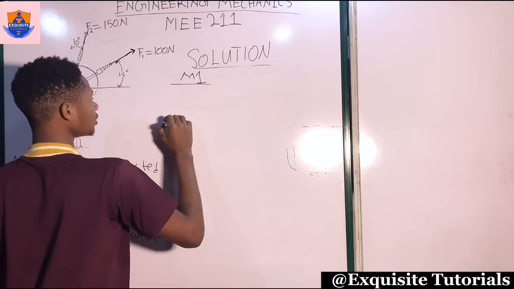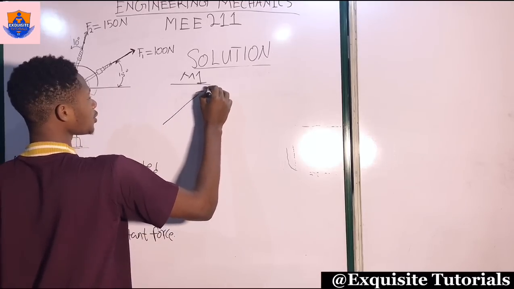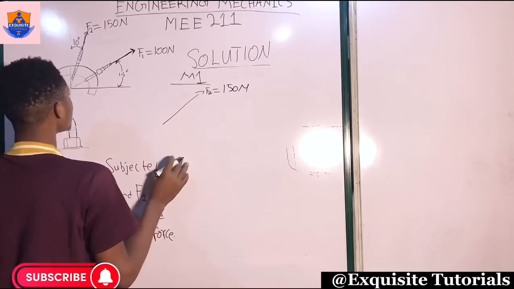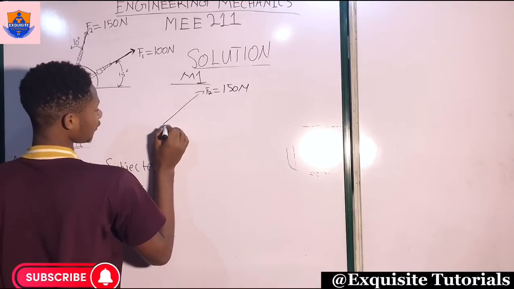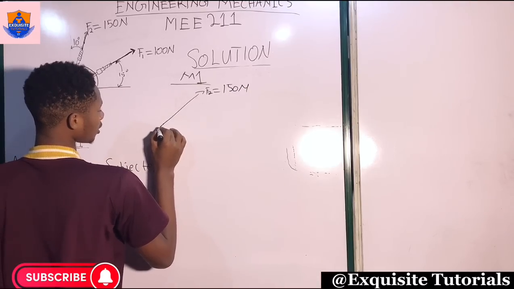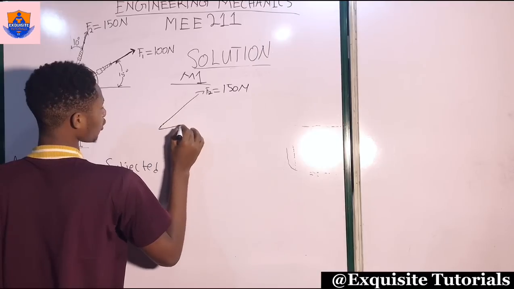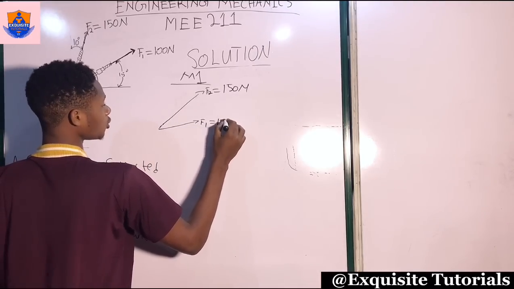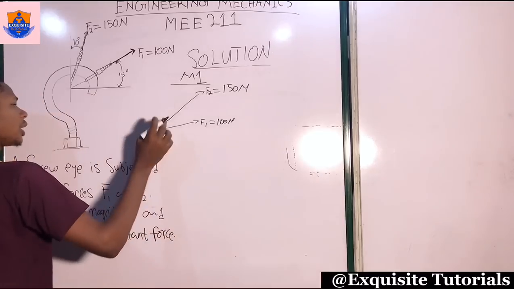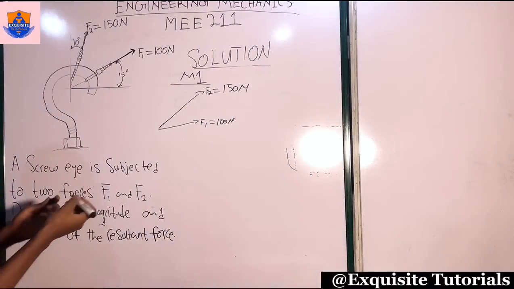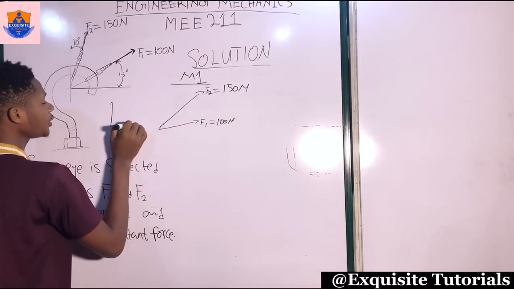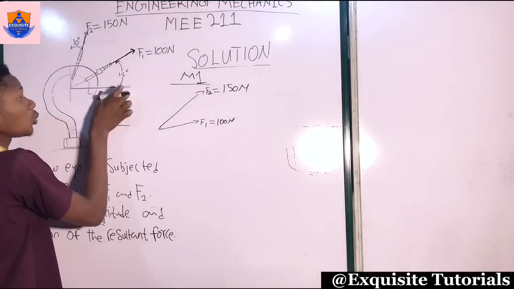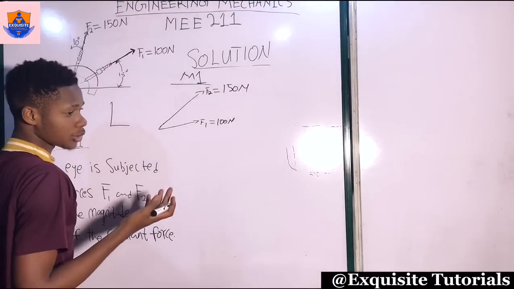Let's say we are having a vector F2 at this point, which is 150 newtons, and then we're having a vector F1 which has a magnitude of 100 newtons. Now, how do we get the angle between these two vectors? First of all, we're having a perpendicular point. We could either call this the x, or this the x, or this the y, or this one the y. Either one you want, you get the same thing.